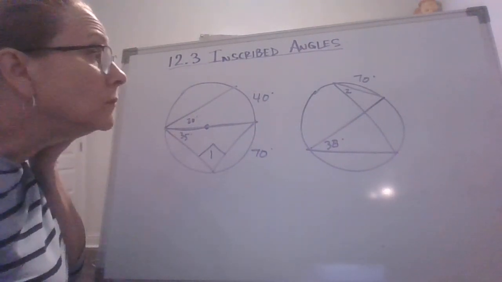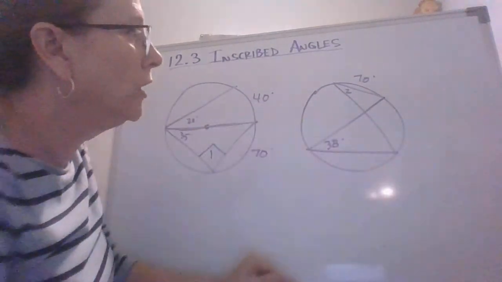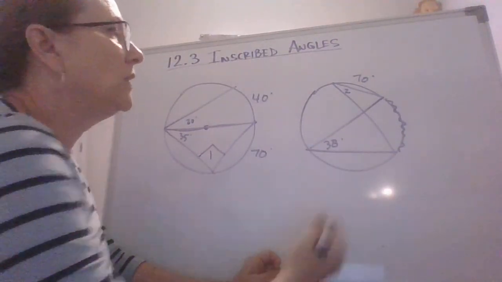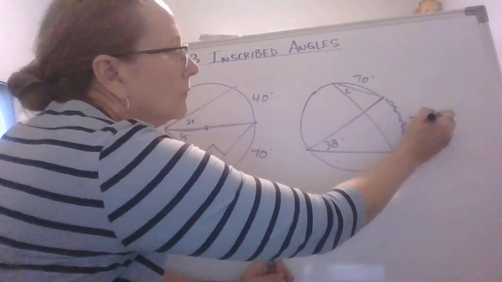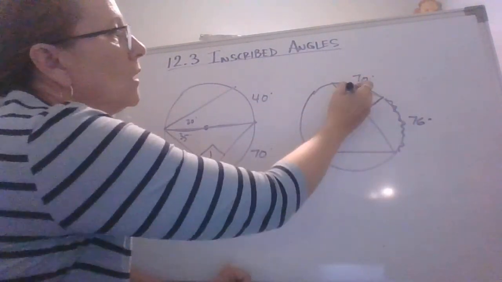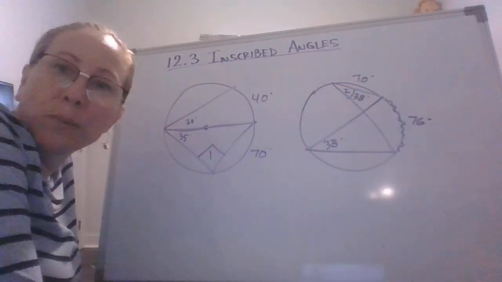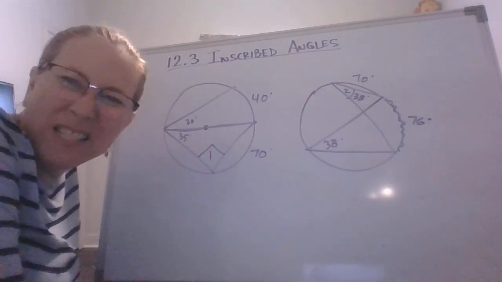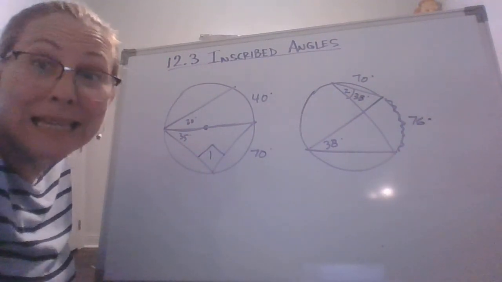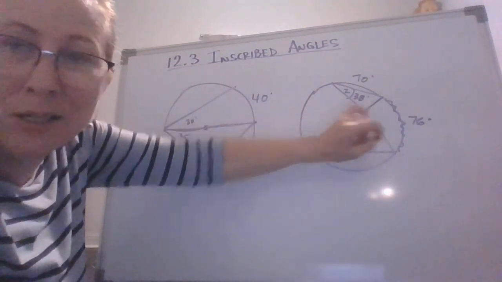Well, what we do know is that if this is 38, then the arc over here that it opens up to would be 76 degrees. Well, angle 2 opens up to the same arc, so it would also be 38 degrees because it opens up to the same one. You're like, well, what about that 70-degree angle? What does it go to? It doesn't go to anything. In fact, it doesn't even go to this angle because it's not a central angle either.